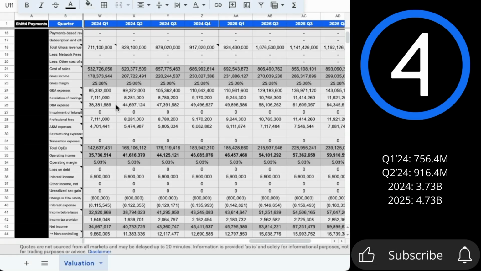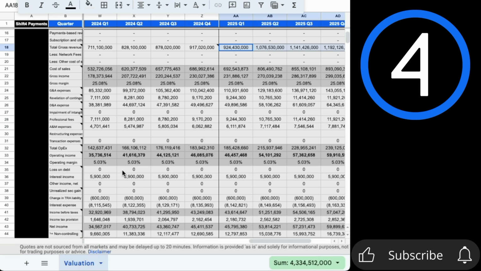So starting with Q1 revenue, Wall Street is expecting $756.4 million. We're at 711.1, so we're way under. For Q2, 916.4 million, we're at 828.1. Again, way under. For full year 2024, they're expecting $3.73 billion. We're at 3.33. For 2025, they're expecting 4.73. We're at 4.33. So for revenue, we're shooting under for each of these time frames.